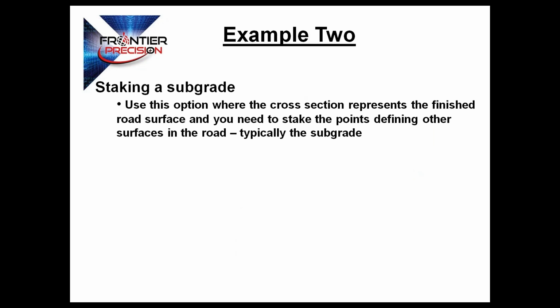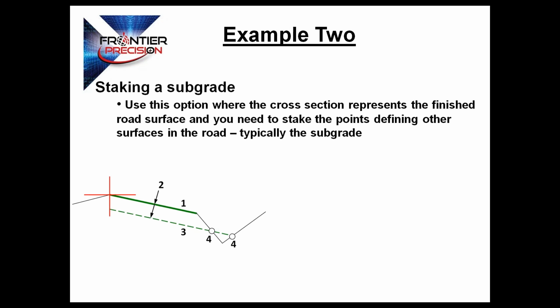Okay, so that was the first example. Let's look at the second example of staking a subgrade. So we're going to use this option where the cross-section represents the finished road surface, but we need to stake the points defining other surfaces in the road, so it's typically going to be a subgrade.